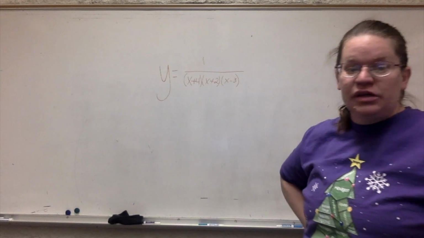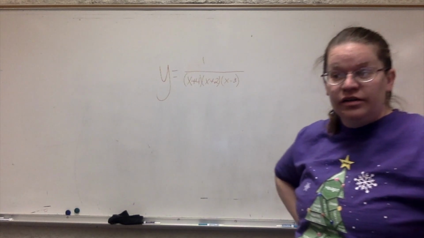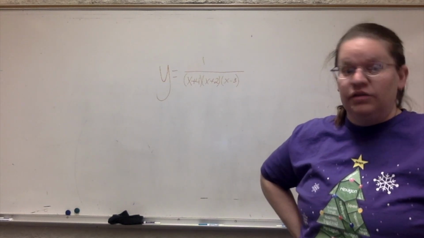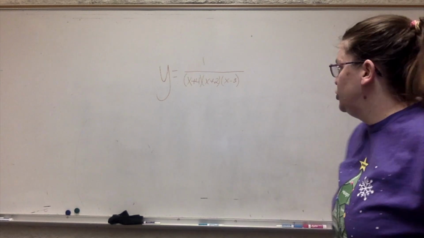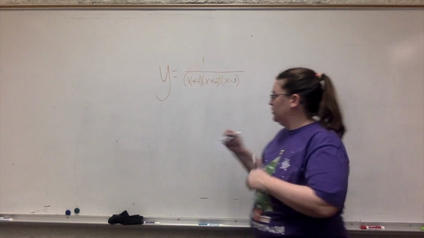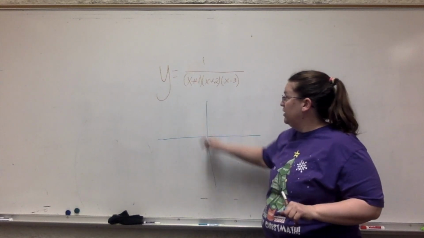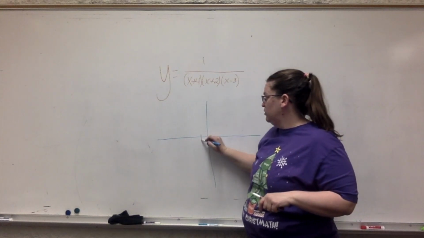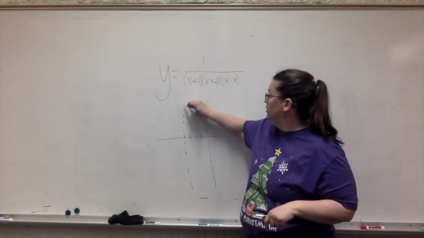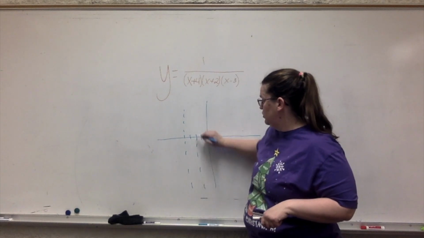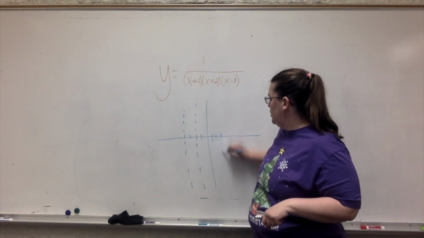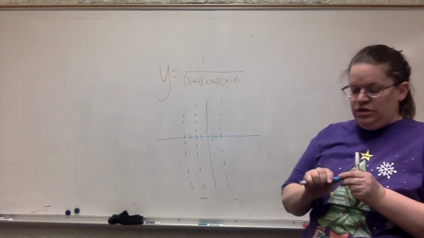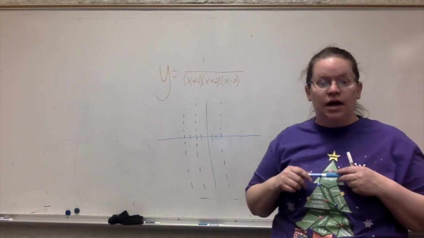This one has 3 vertical asymptotes because anytime the denominator equals 0, then it's undefined. And in this case, it's a vertical asymptote. So what you do is you take each factor, set it equal to 0, and solve. So that's why you have a -4 and -2 and +3 vertical asymptote. And so you always start on the right side at the top and graph the curve.